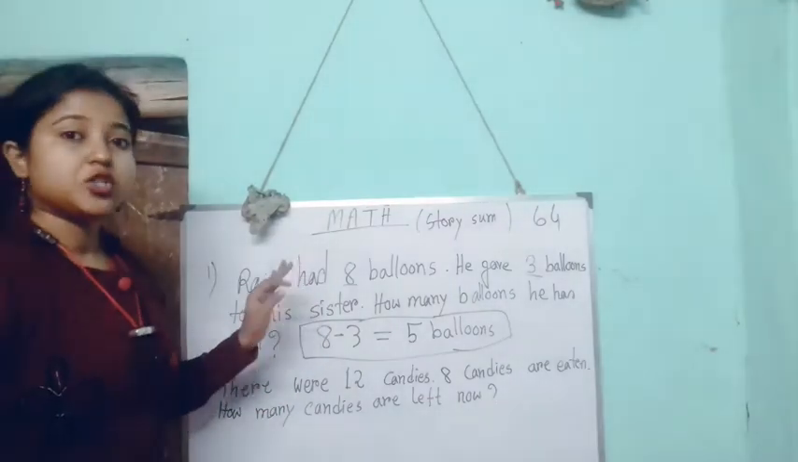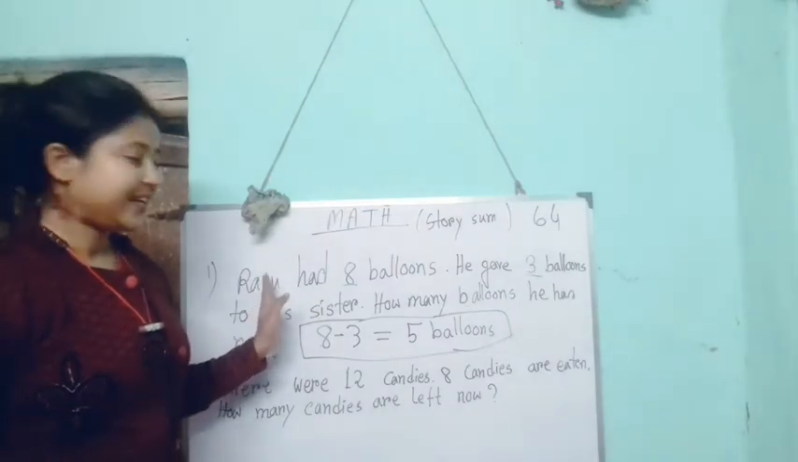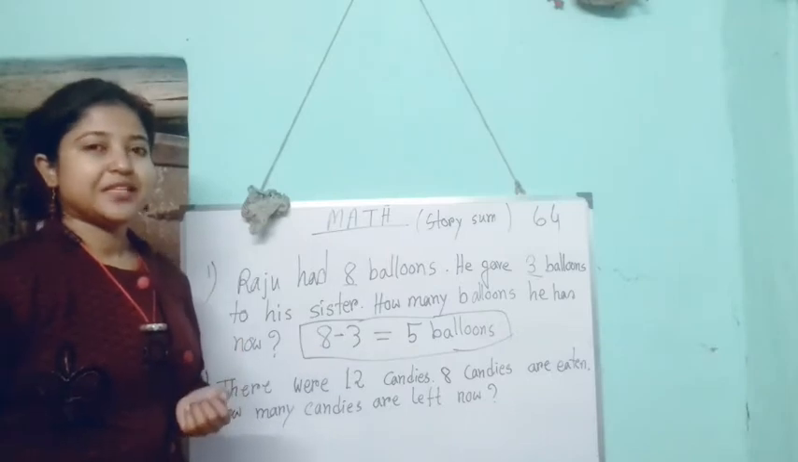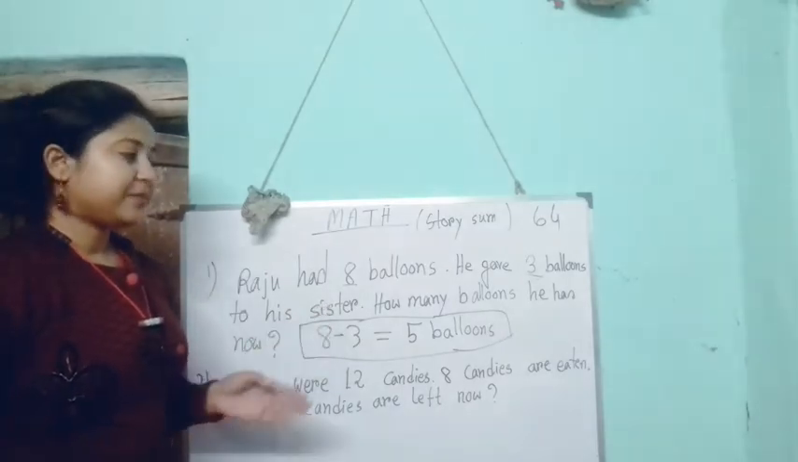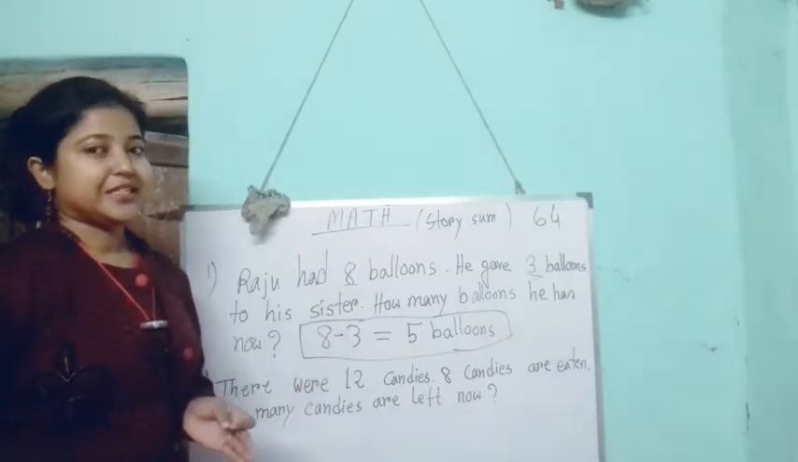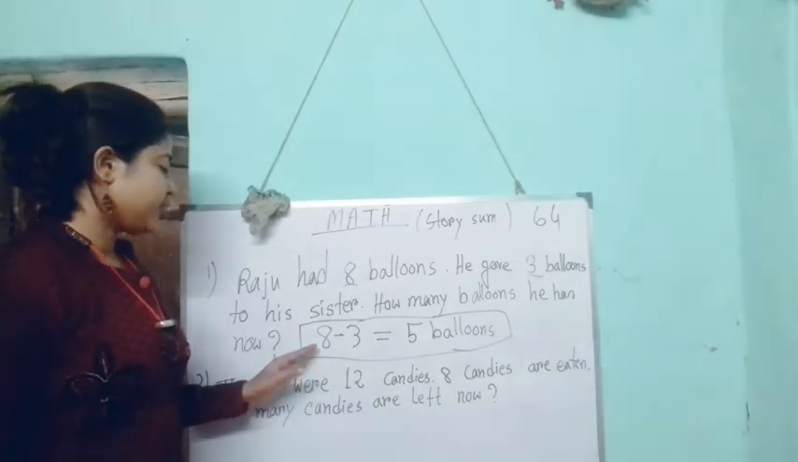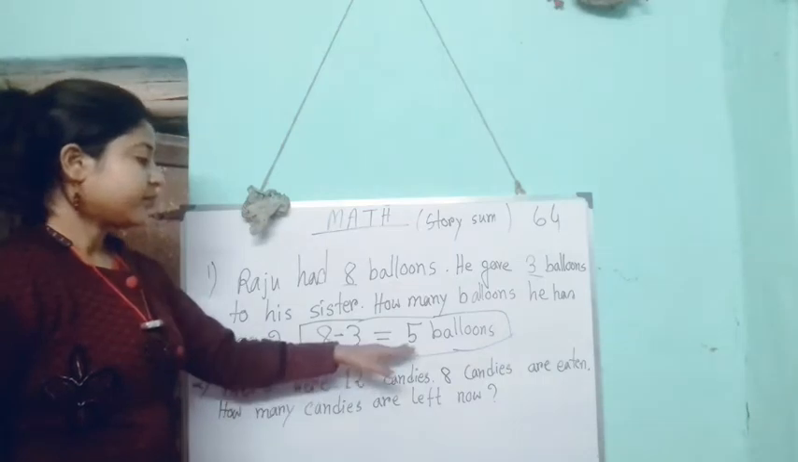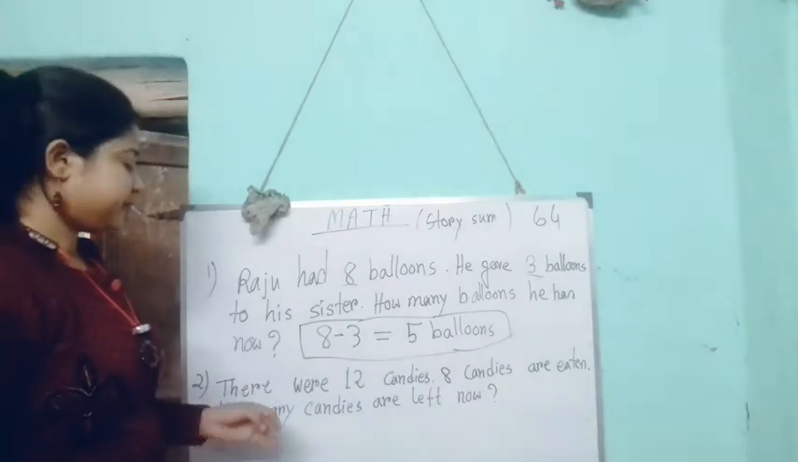This is called story sum because it's a story, right? Raju had 8 balloons. He gave 3 balloons to his sister. Now how many balloons does he have now? So it's a story. That's why it is called story sum. So 8 minus 3 equal to 5 balloons, right?